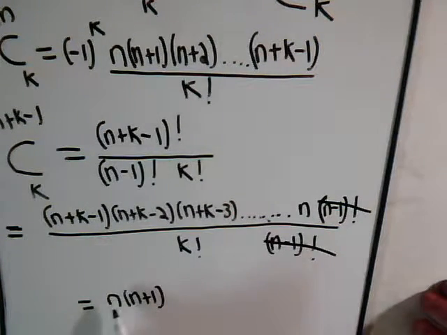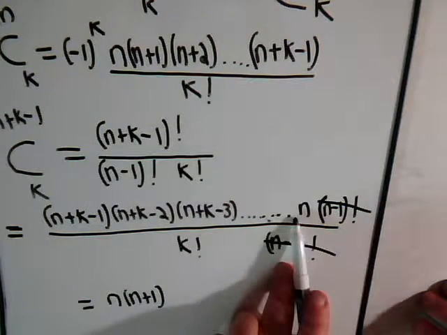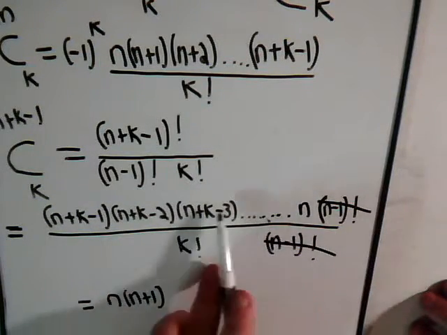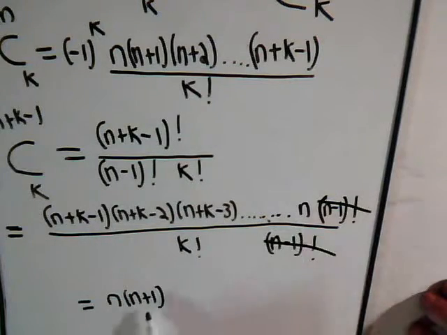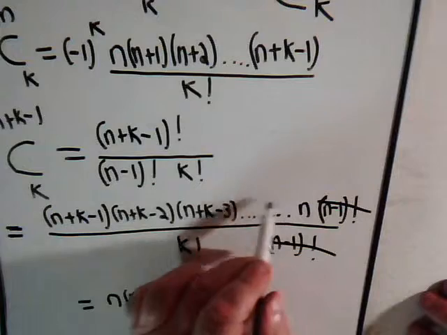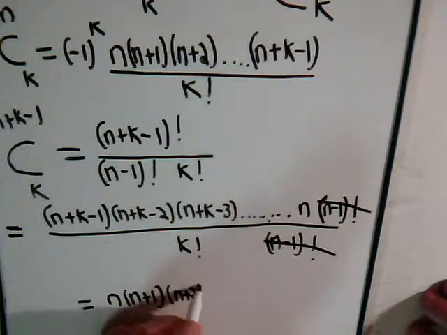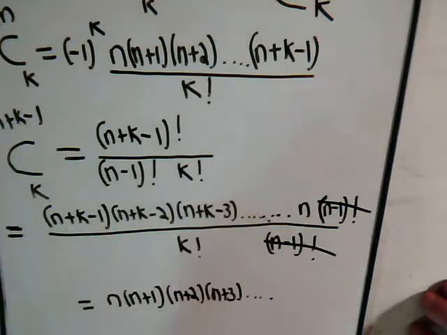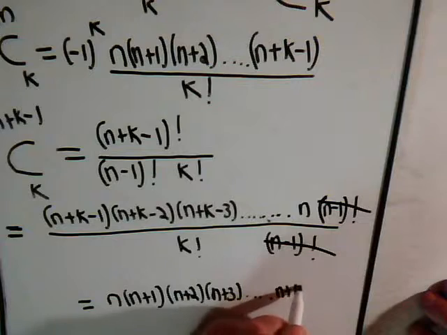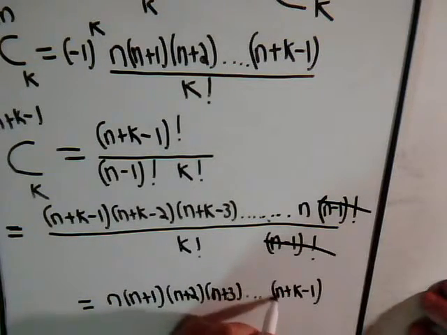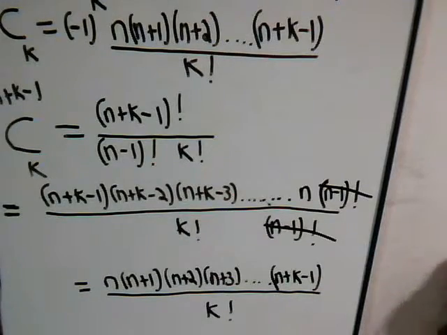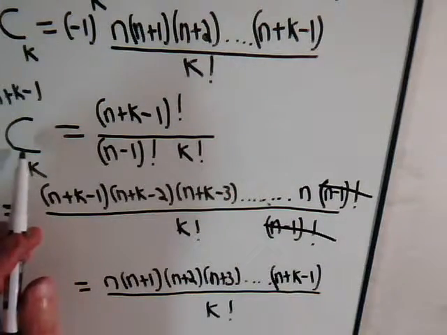So we're starting here. The term right next to it, now going in this direction, they get larger by 1 successively. So the next term is n plus 1. Then as we go along, we'll have n plus 2, n plus 3, and we'll continue until we reach this term here. And that is divided by k factorial. And that is what this is equal to.